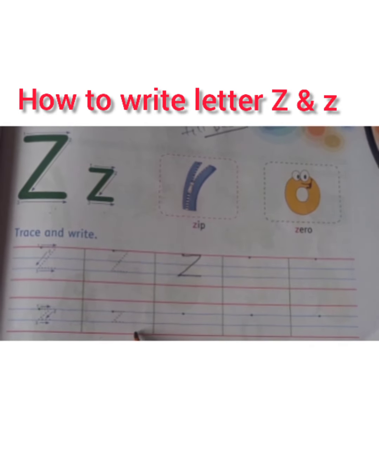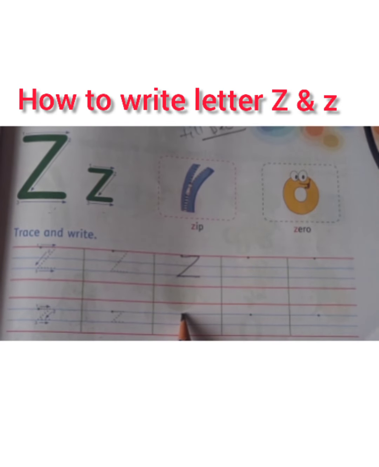For small letter Z, we have to keep our pencil on the waistline. Make a small slipping line to the right and then make a small slanting line to the tail line and again to the right make a slipping line like this. This is how we make small letter Z.